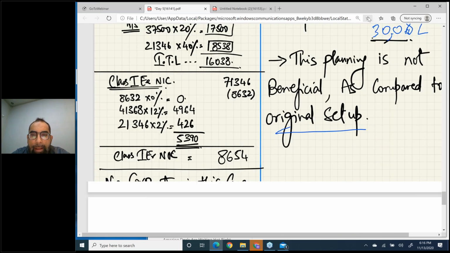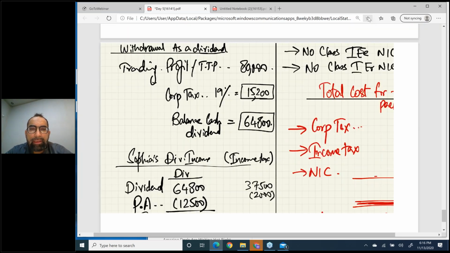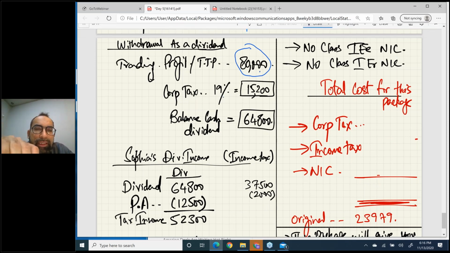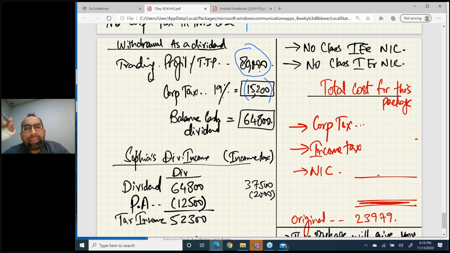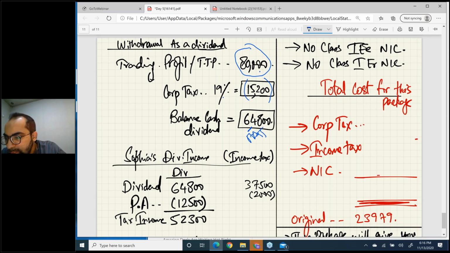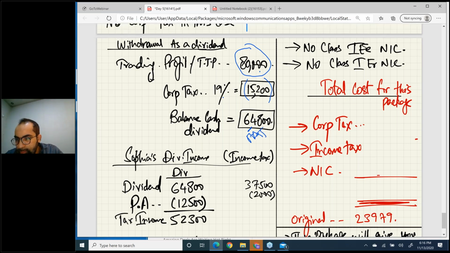Now see, go easy. Listen. First of all, let's start with the company. Company has TTP or profit before tax of 80,000. Now company will pay 19% tax. This 15,200 is the tax. And this 64,800 is profit after tax, PAT. Now 64,800 will be given to Sophia as a dividend. Sophia will receive 64,800 as a dividend from the company.